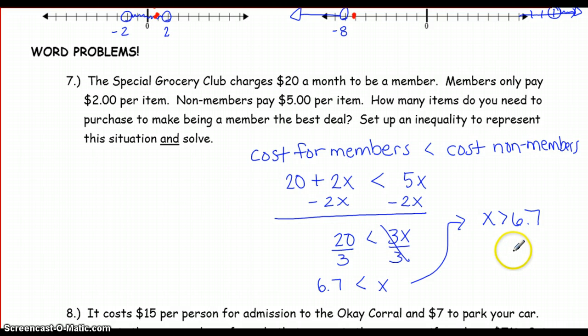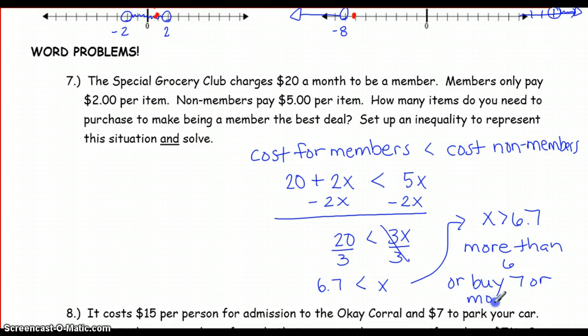So the question is, how many items do you need to purchase to make being a member the best deal? Here they're saying that x has to be greater than 6. So we can say that you have to buy more than 6. So buy more than 6 items. Or you can buy 7 or more.